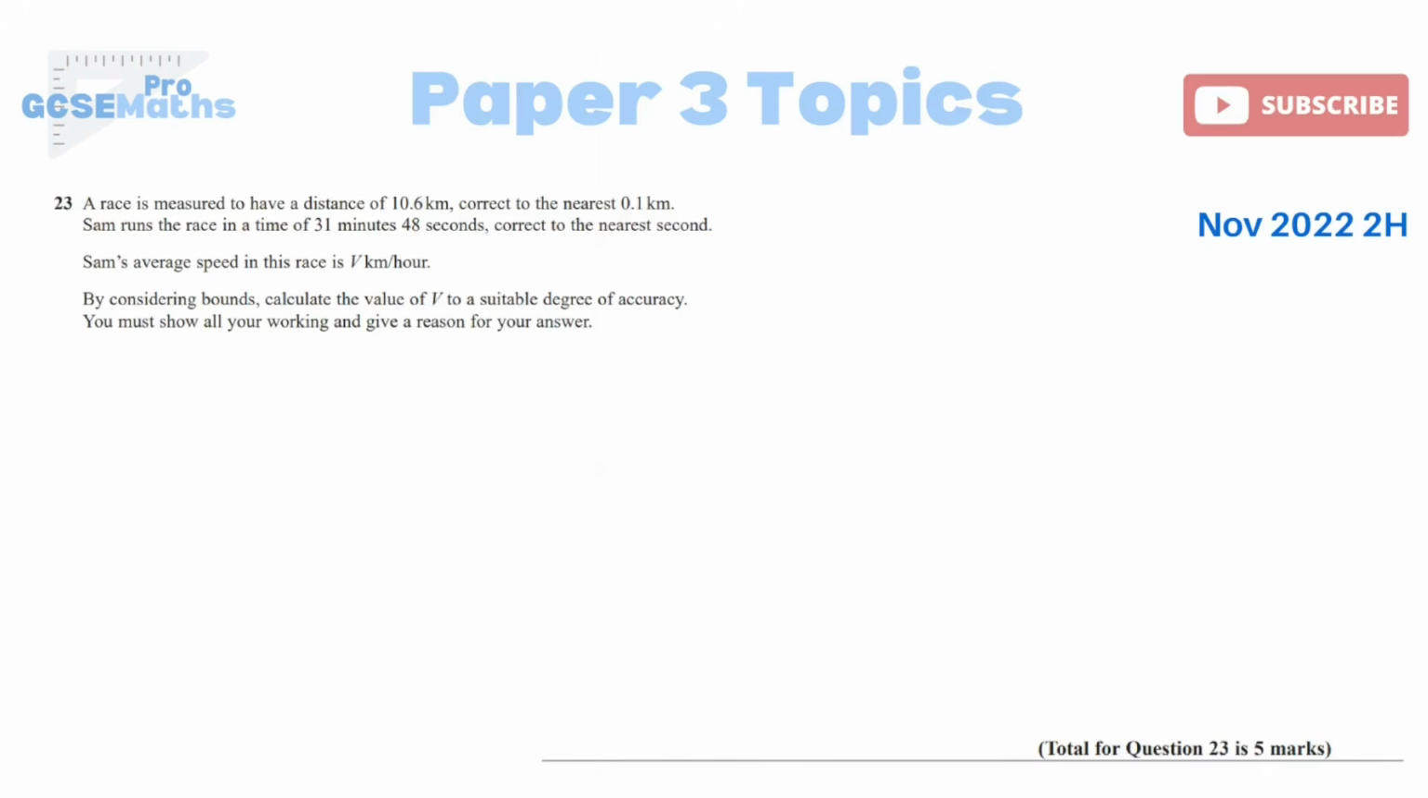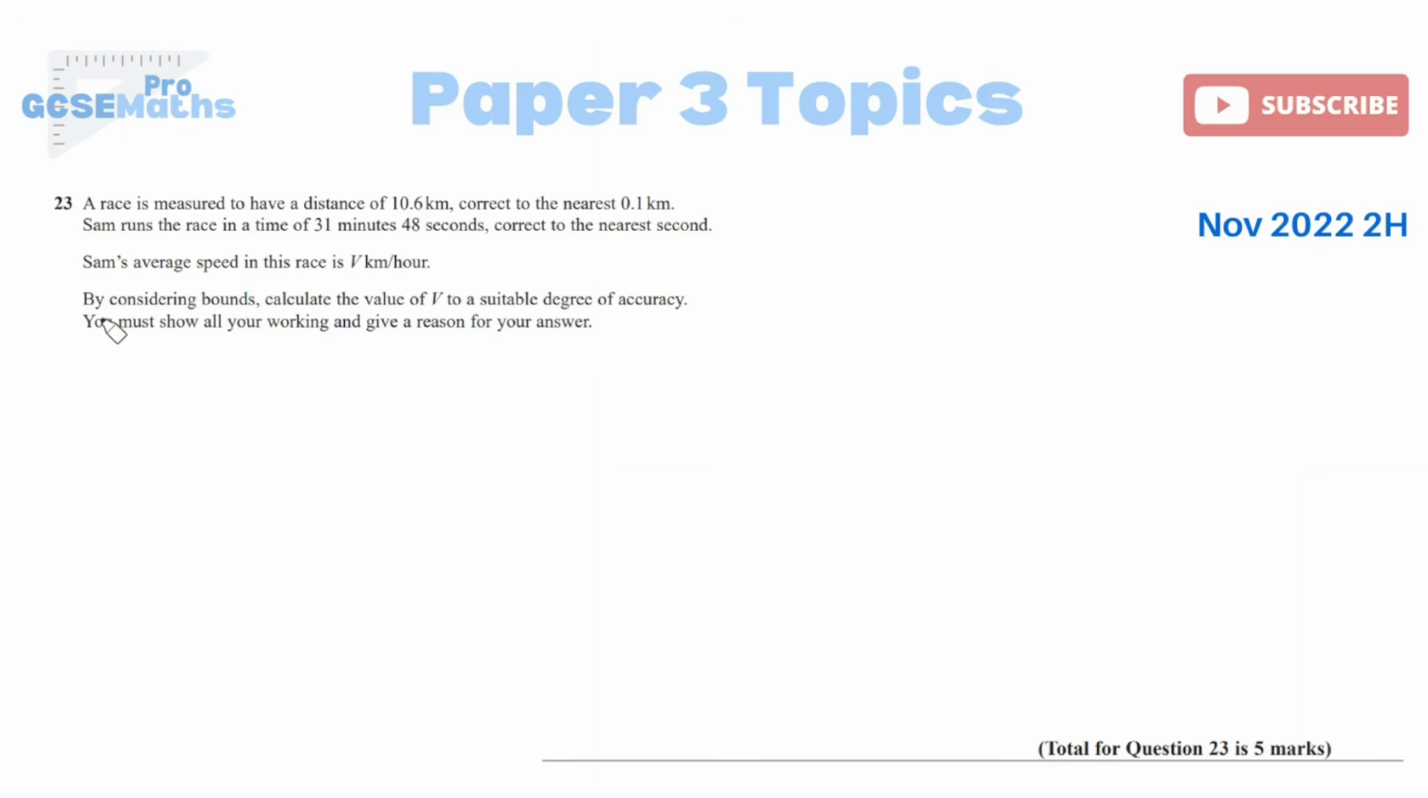Question 23. A race is measured to have a distance of 10.6 kilometers, correct to the nearest 0.1 kilometers. Sam runs the race in a time of 31 minutes 48 seconds, correct to the nearest second. Sam's average speed in this race was v kilometers per hour. By considering bounds, calculate the value of v to a suitable degree of accuracy. You must show all your working and give a reason for your answer.